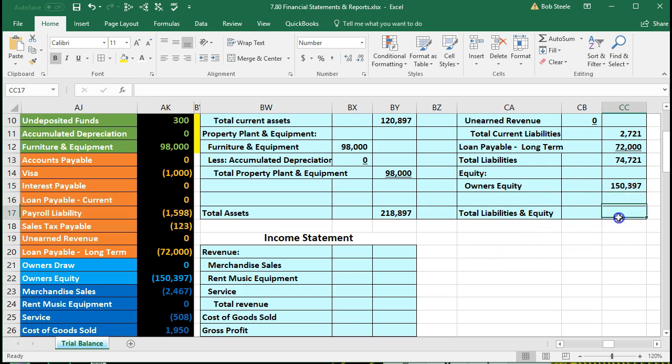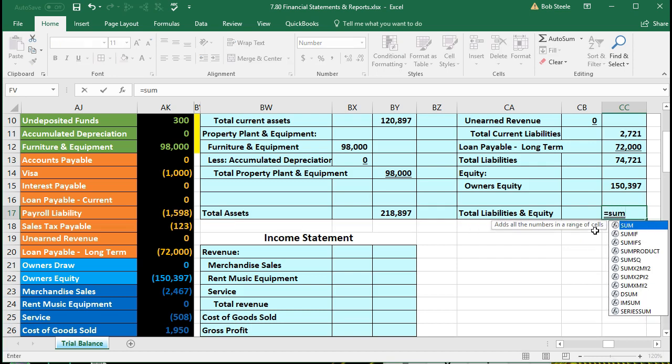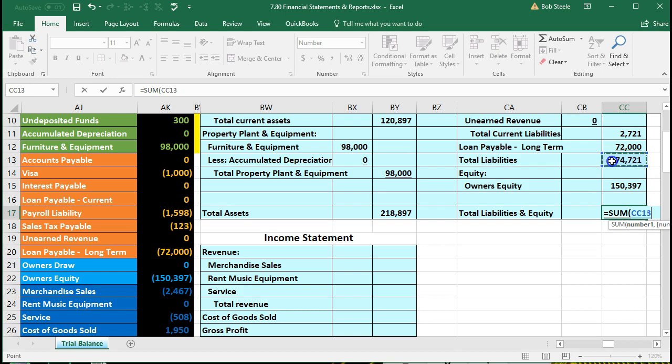So we're going to add up liabilities and equity and see if that matches what's on the assets, as it should if our accounting equation is in balance. So we're going to say this equals the sum. Double-click the sum. And we're going to add up the 74,721 down to the 150,397. That gives us this 225,118. I'm going to just format that as well. Those two should match. Now it doesn't, of course, and that's the problem.